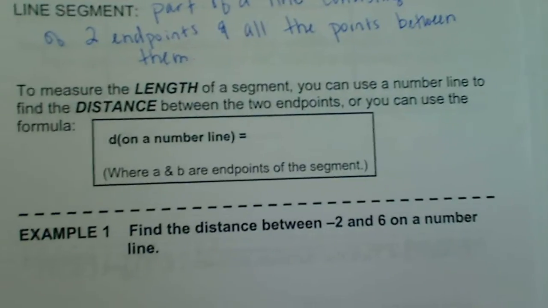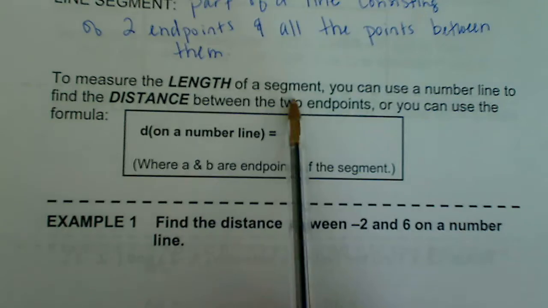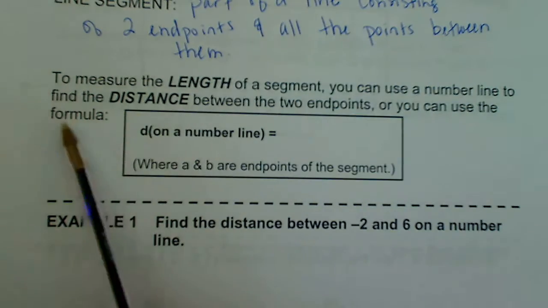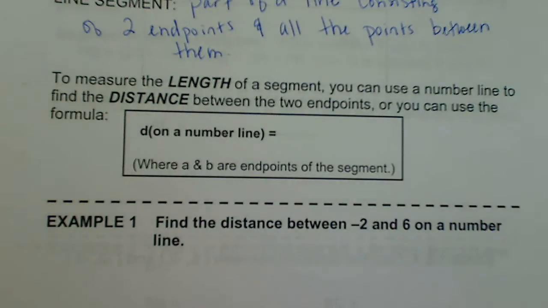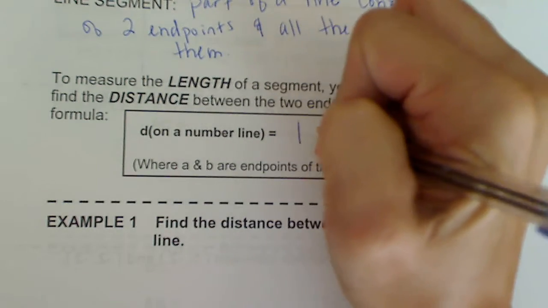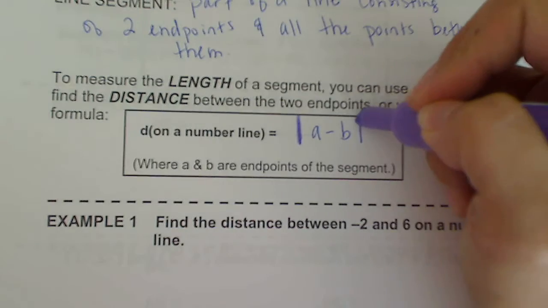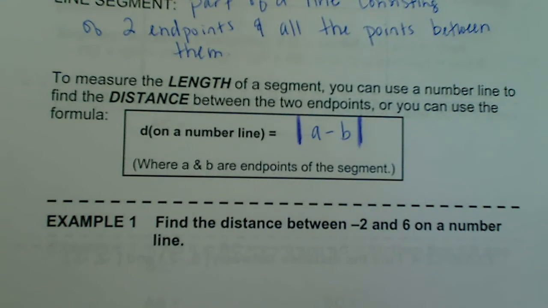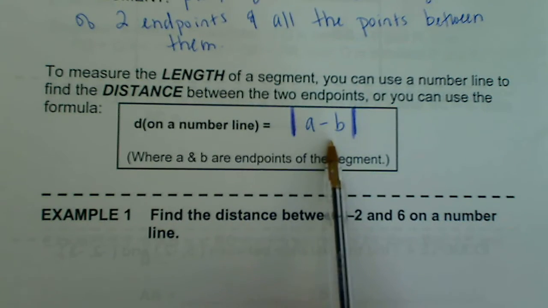Okay, and so here it says the measure of the length of a segment. You can use a number line to find the distance between 2 points, or you can use a formula. So the formula is the absolute value of A minus B. So these lines right here are your absolute value lines. They're not a 1. That is your absolute value. Okay, so if you choose to use the formula, you can.